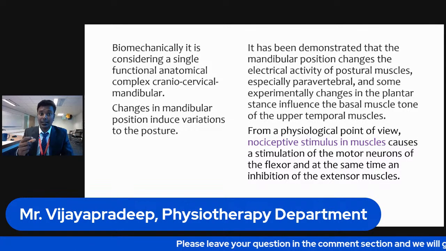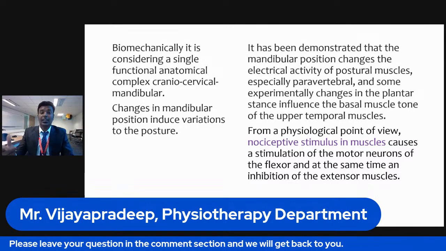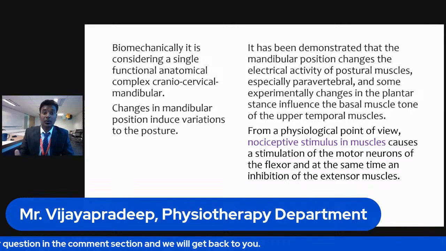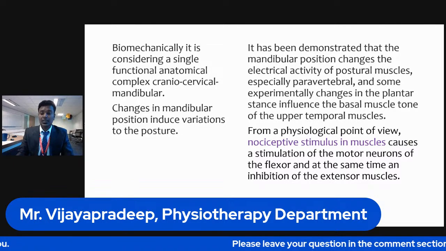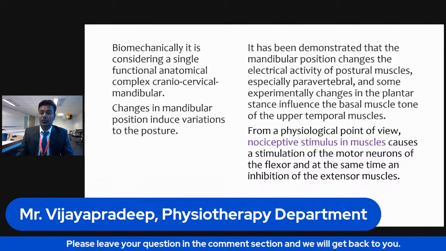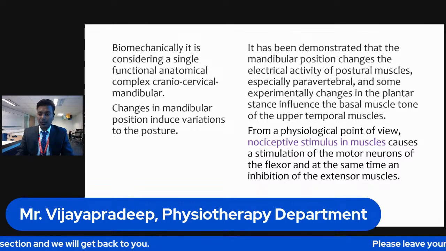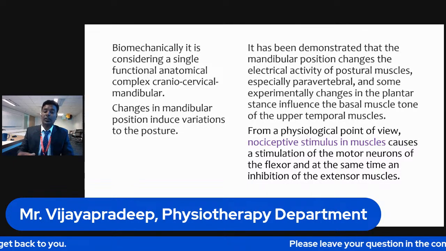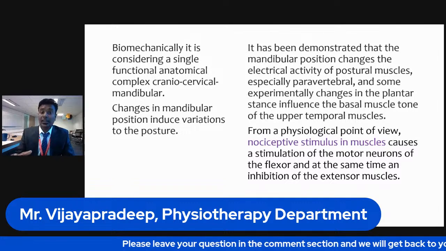The studies reveal that the position of the mandible also changes the muscles' contracting activity, the electrical activity of the postural muscles, which are the muscles responsible for making the proper posture. And some experimental changes in the plantar stance influence the basal muscle tone of the upper temporal muscles. From a physiological point of view, a nociceptive stimulus in the muscles causes a stimulation of the motor neurons of the flexor and, at the same time, an inhibition of the extensor muscles.